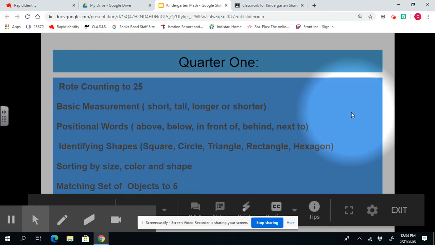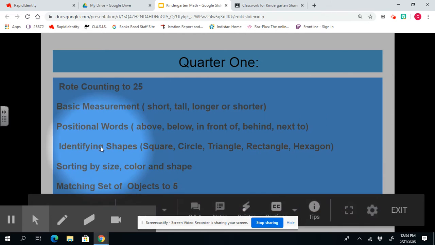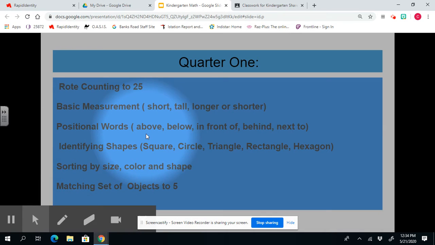All right, quarter one, we have rote counting to 25. That's counting by ones. Basic measurement, knowing short, tall, longer, or shorter. Positional words, being able to say that the pencil is above the table.